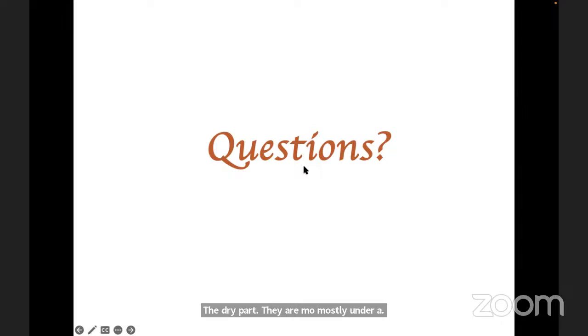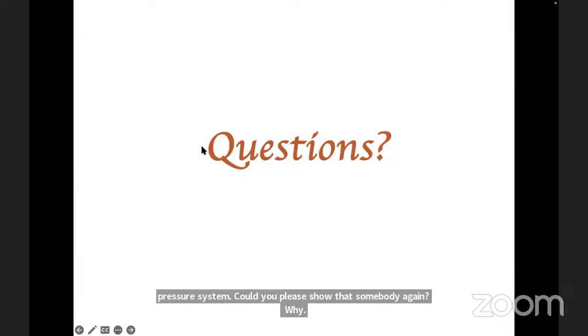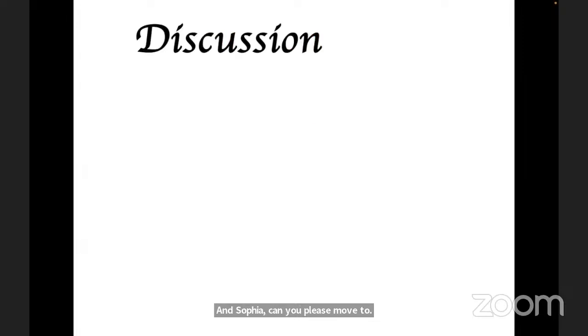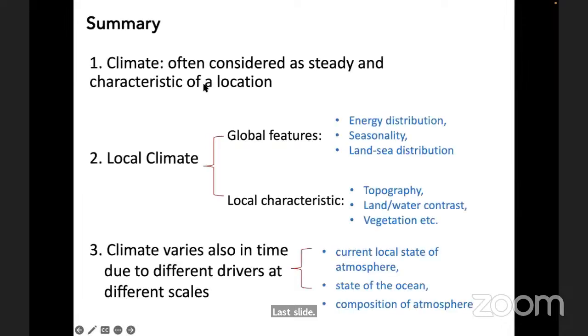Could you please show that summary again? Shadia is asking for the summary again. And Sarfia, can you please move to the last slide? Okay. This one? Okay, okay. So I'm looking at the chat. David, please let me know. Let me look at the comment section, and you can look if somebody is raising their hands.